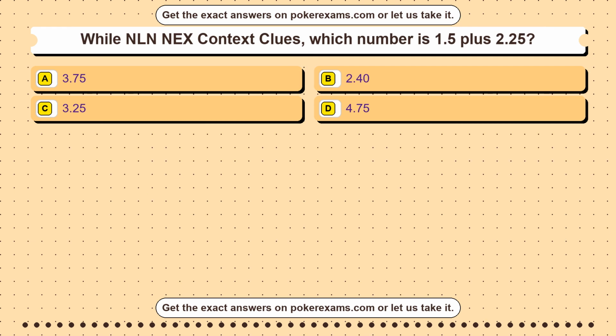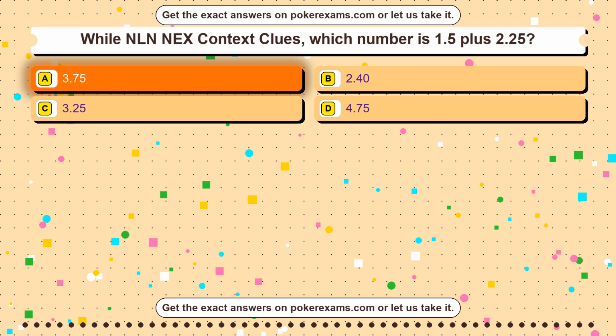Question 17. While NLN NEX Context Clues, which number is 1.5 plus 2.25? Option A 3.75. Option B 2.40. Option C 3.25. Option D 4.75. The correct answer is option A.